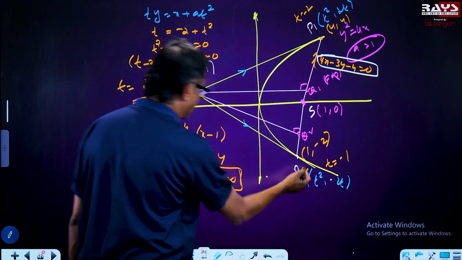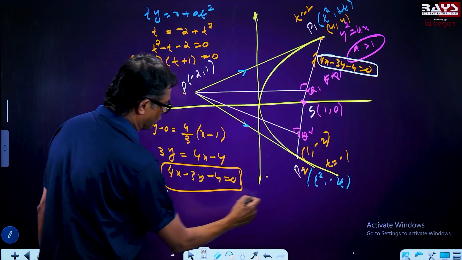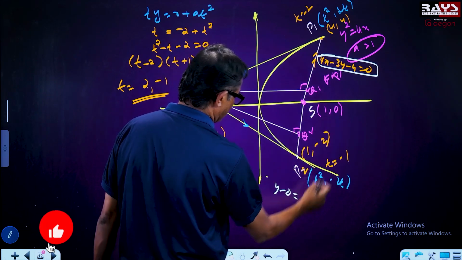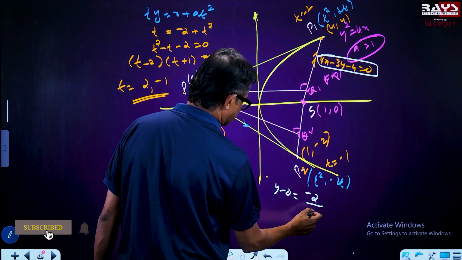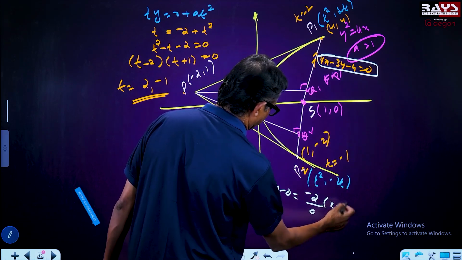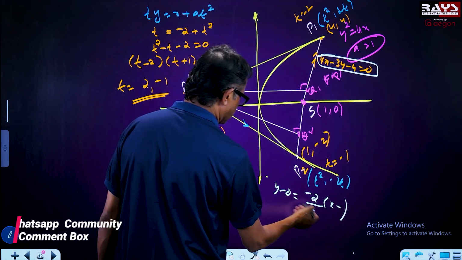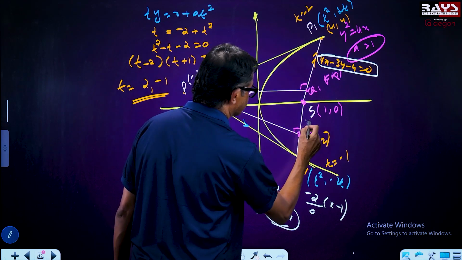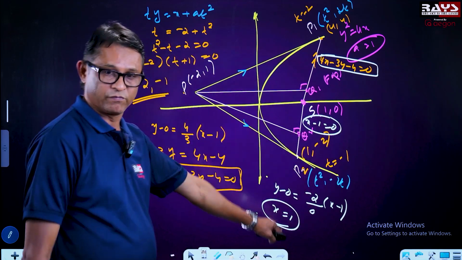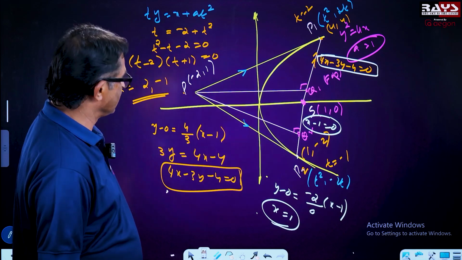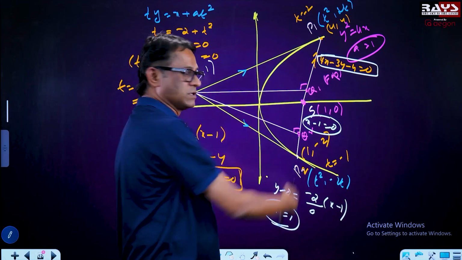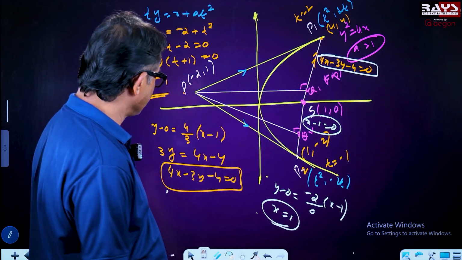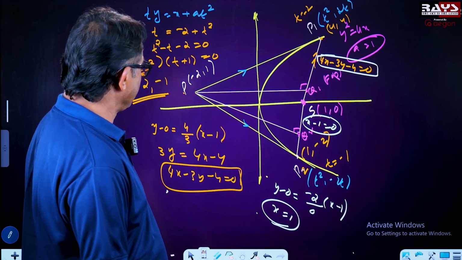Similarly, let us find SP2 also, in the same way. y minus 0 is equal to, the change in y coordinate is -2 minus 0 by 1 minus 1, that is 0 in the denominator, so the slope is not defined. That means x minus 1 is equal to 0 is the equation of this line. Actually that line is a vertical line, because x equal to 1 is a vertical line, but before finding out, we will not know what the exact diagram is. Anyway, let it be.